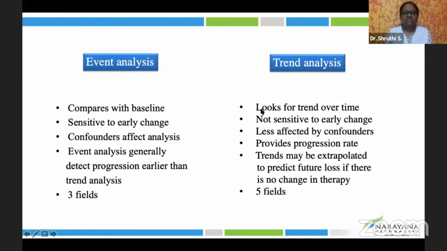While in trend analysis, we look for trend over time. It means we need more time to predict the progression. So it is not sensitive to early change, less affected by confounders, and provides progression rate, which is not provided by event analysis. Trends may be extrapolated to predict the future loss if there is no change in therapy. So a minimum of 5 fields is necessary in trend-based analysis.